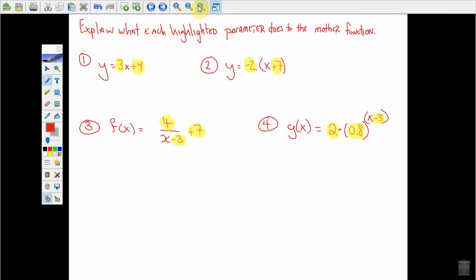What do you need to do after the video? Explain what each highlighted parameter does to the family of functions there, and just write the equation, then tell me what each of the highlighted parameters does to that graph, and be ready to talk about it next class.